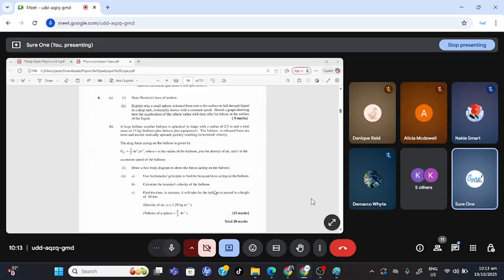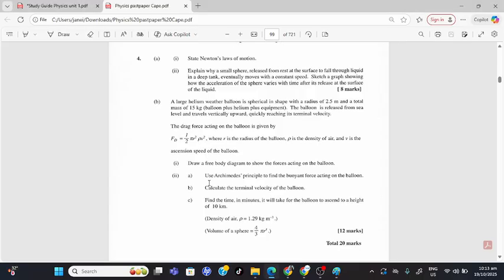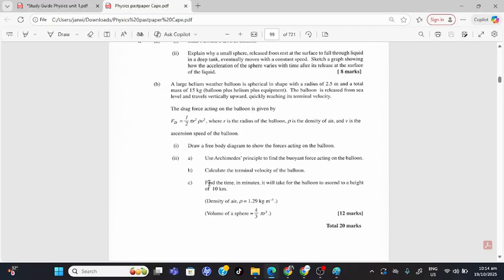All right, thank you. So let's look at this question. Love the question. State Newton's laws of motion. We're gonna scrap that one. Explain why a small sphere released from rest at the surface to fall through liquid in a deep tank eventually moves at constant velocity. Sketch a graph to show how the acceleration of the sphere varies with time as it is released through the surface of a liquid. Oh my God, that is a mouthful of a question.